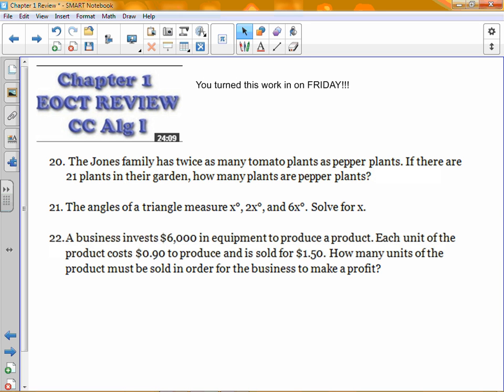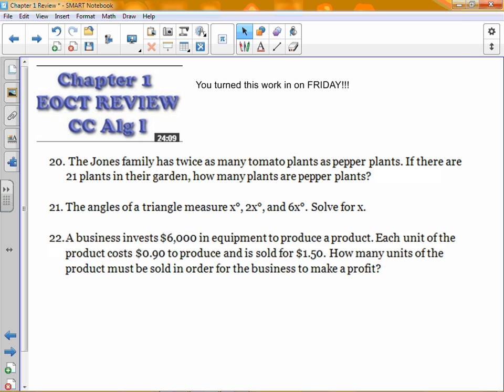The mistake that we made here is you guys set the equation, or you set the situation up, but you didn't add the two together. It said the Jones family has twice as many tomato plants as pepper plants. So you don't know how many pepper plants they have. When you don't know something in algebra, what can you set it up equal to?